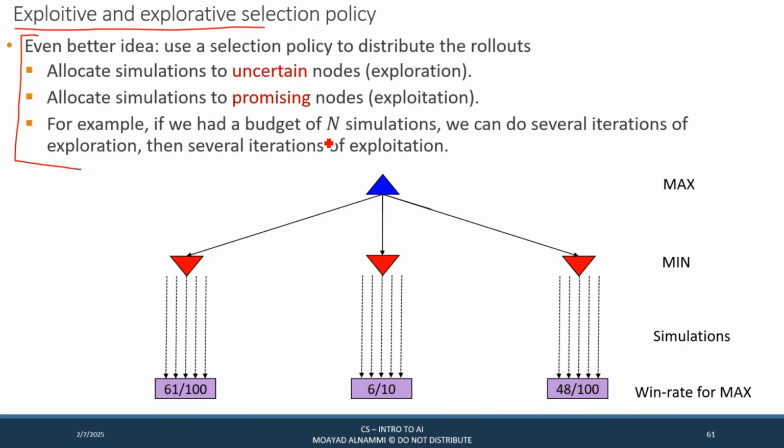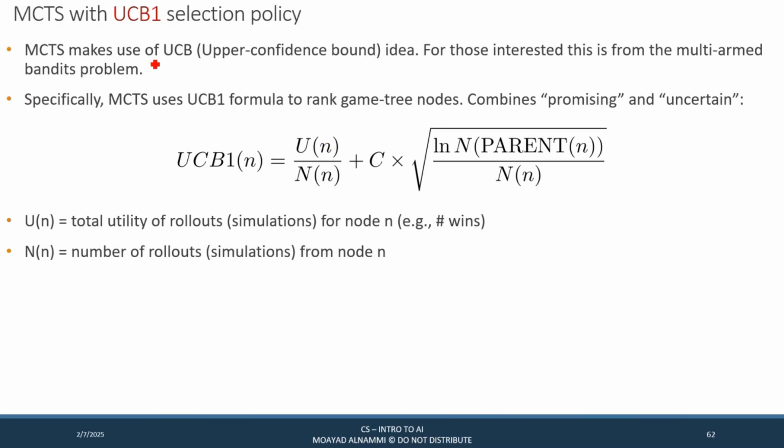automated, here's what MCTS does. MCTS will use something called the UCB1 selection policy. The name UCB comes from upper confidence bound. For those interested, this comes from a famous problem in reinforcement learning called multi-armed bandits. You can read on it.